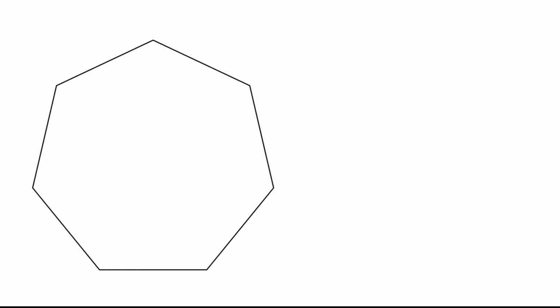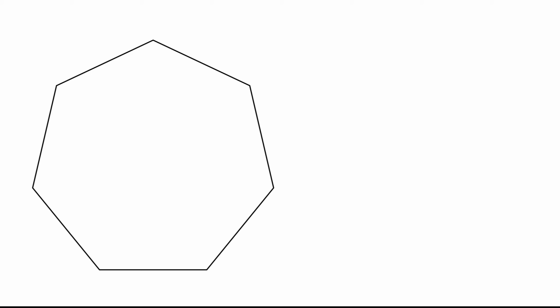Now let's take a look at a seven-sided regular polygon, otherwise known as a heptagon or a septagon. We will first try to find the measure of an interior angle of the heptagon. Then we will use that to find the overall area of the shape. First, let's label the interior angles from A to G. As these angles are all equal, our goal is to find the measure of one of them.